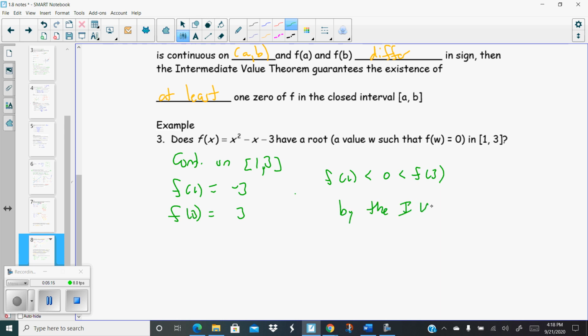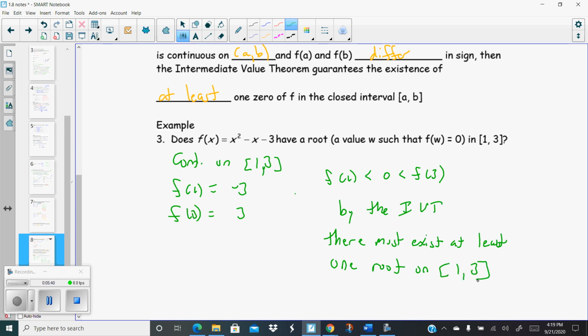And we can say that that's the case by the intermediate value theorem. So we can say by the intermediate value theorem, there must exist at least one root on the interval from 1 to 3.